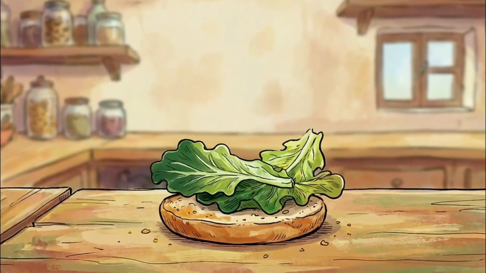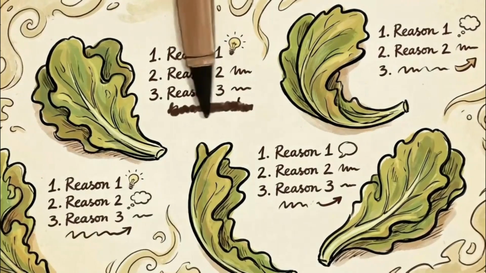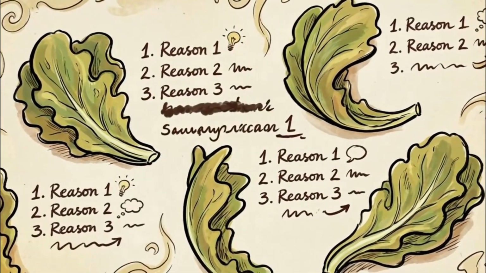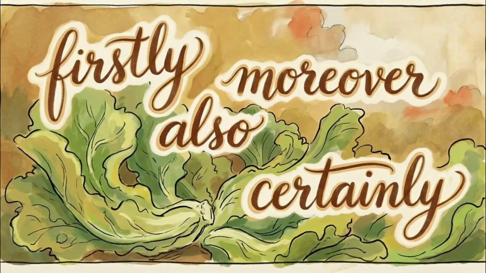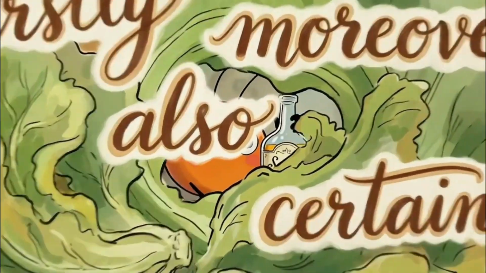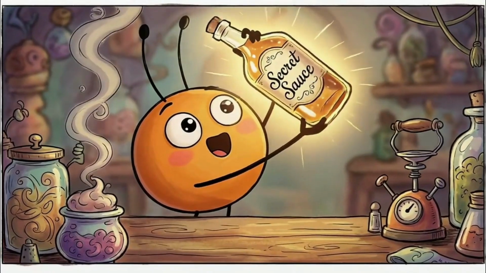Now comes the crunchy lettuce. This is where you explain why you think that way. Not just one reason, several reasons. You can use words like firstly, moreover, also, certainly. But here comes the secret ingredient: amazing vocabulary.